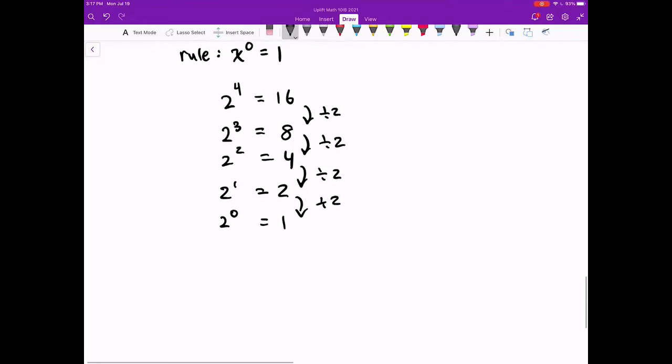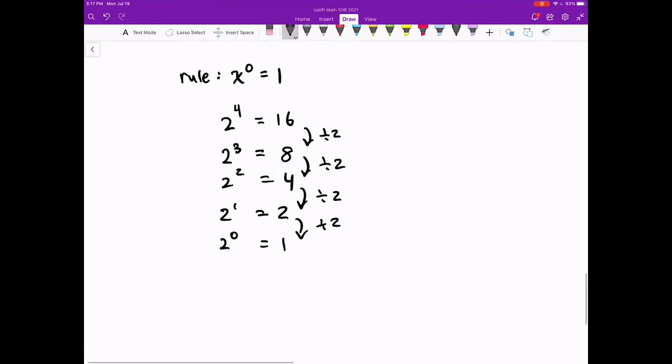Now, something interesting to note is that not every number to the power of 0 equals 1, because 0 to the power of 0 is undefined. So this rule only applies to numbers other than 0. And also, it has to be a real number. So except x equals 0. Yeah, forgot to mention that.